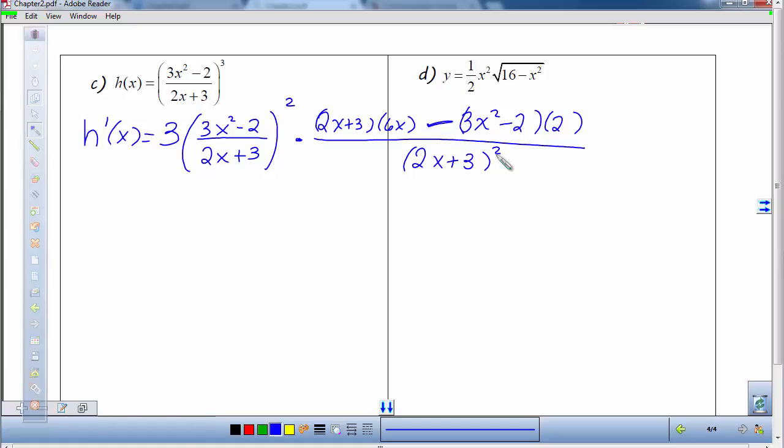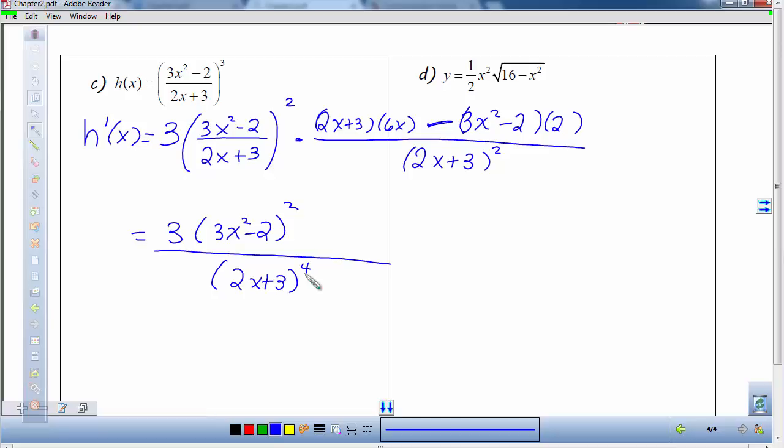Okay, very good. So simplifying, I've got 3. I'm going to write this as 3x squared minus 2 squared. I'm going to come back to this numerator over here, but in the bottom, since both of these are 2x plus 3, I can say I have 2x plus 3 to the what? How many did we have over here? 2, and then it's 2 over there, so it's to the 4th, right?